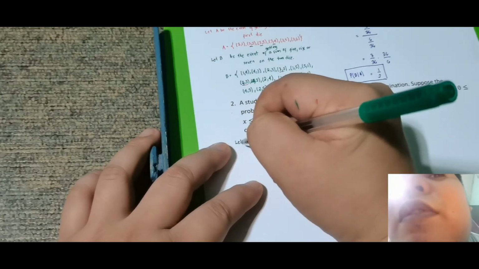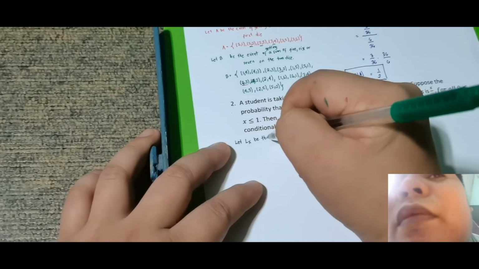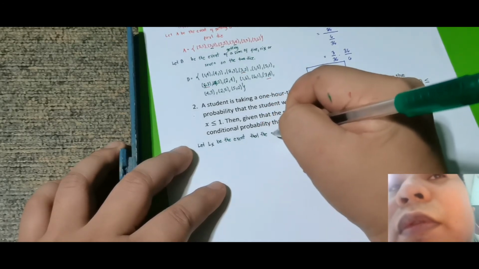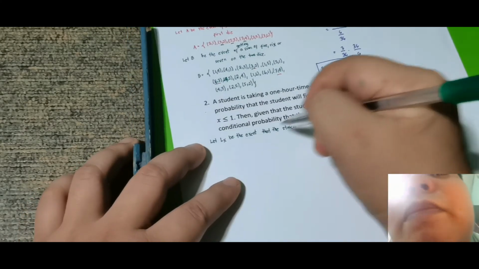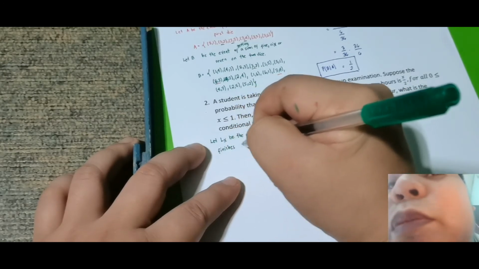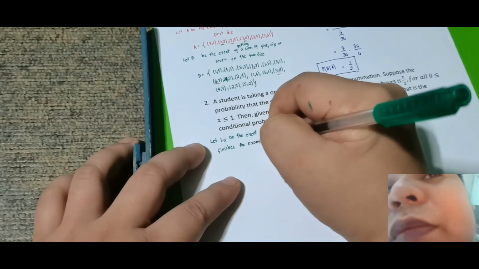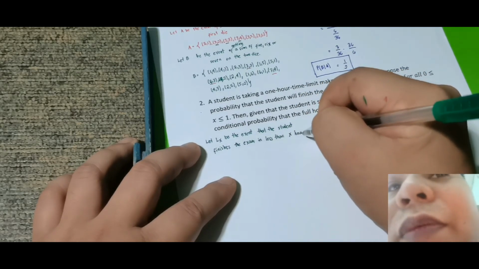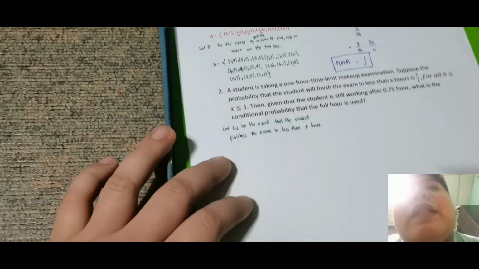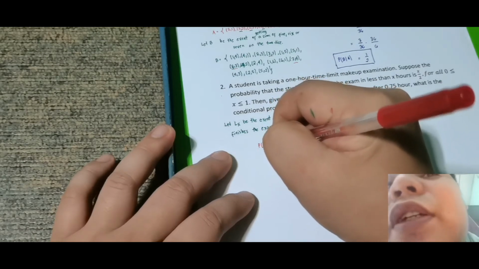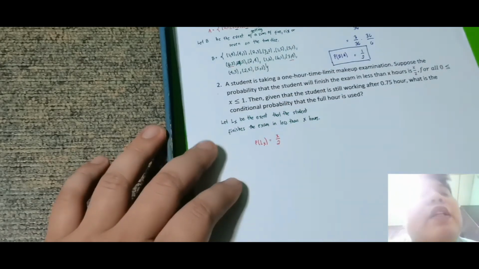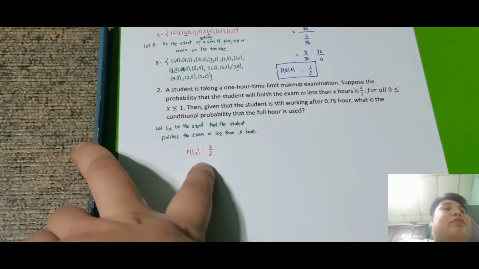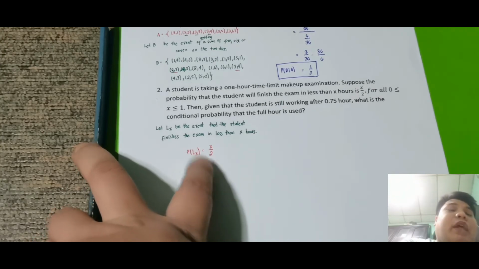So maglelet si sir. Let L of x be the event that the student finishes the exam in less than x hours. Knowing that, alam natin na ang probability ng L sub x is equal to x over 2. Again, yung event na L sub x is the event that the student finishes the exam in less than x hours. So the probability of that event is x over 2. Hindi ko pwedeng sabihin na yung ating sample space is 2. Again, ito yung given na probability.